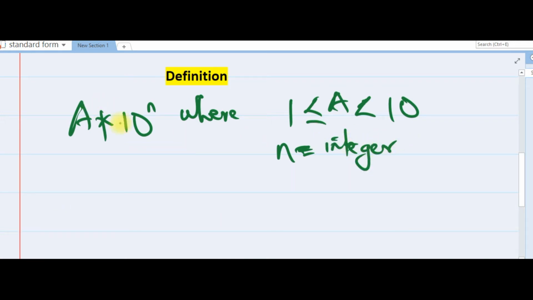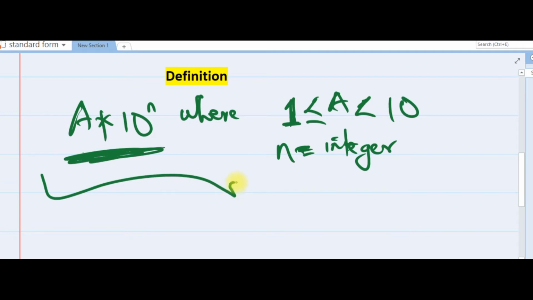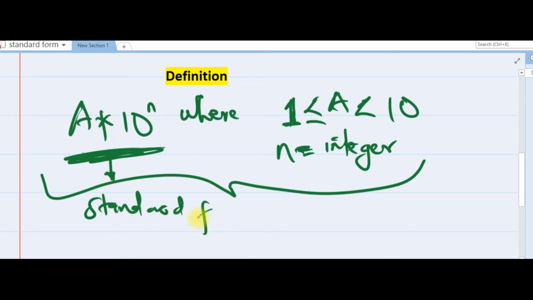So that's it. Anytime you write a number in this form where this is satisfied, a must be a number from 1 to 9 point something, and n is an integer, you know that it is in standard form. So, example.